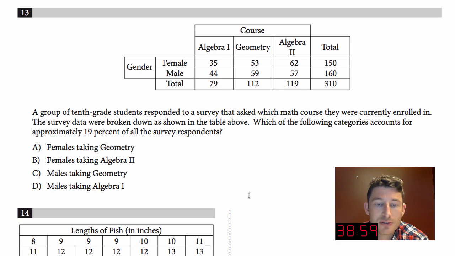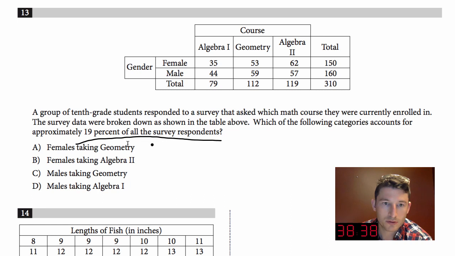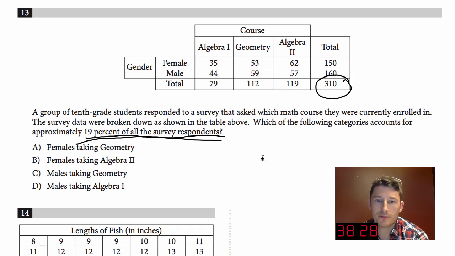A group of 10th grade students responded to a survey that asked which math class they were currently enrolled in. The survey data were broken down as shown in the table above. Which of the following categories accounts for approximately 19% of all? So that's very important there. 19% of all the respondents. So I'm going to underline that because in my opinion that's pretty important. 19% of all. Well, what is our total? All the classes, total is 310. So now I just want to find what is 19%, 0.19, of 310.